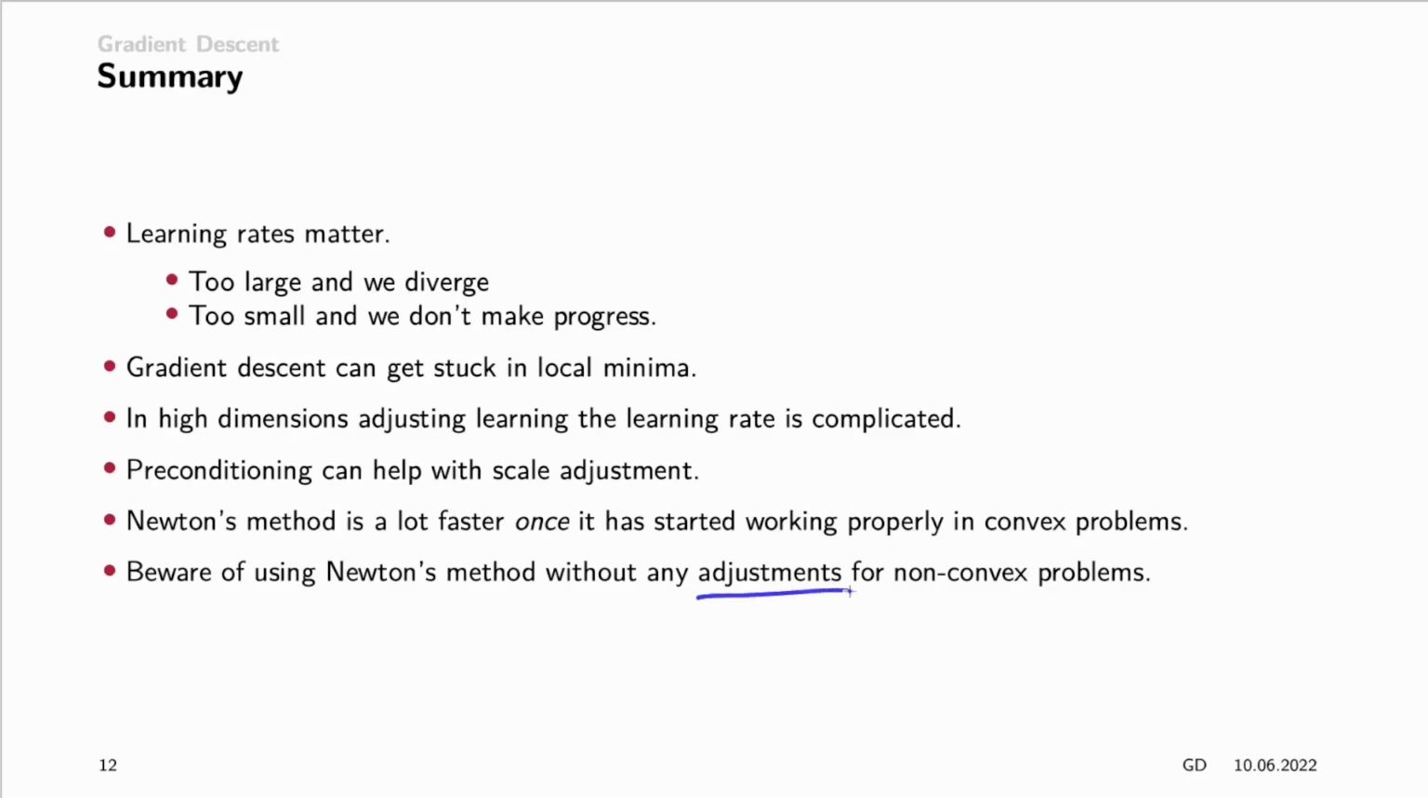Newton's method is a lot faster once it has started working properly in convex problems. Once you run into an optimum and you stay there, then it converges very rapidly. However, there's the problem that with non-convex problems you may actually increase your function. So you have to be careful of that. Typically, a lot of Newton method implementations have a lot of checks to catch these cases where Newton's method goes wrong. They typically have adjustments, and then they're often also applicable to non-convex optimization because they have fallbacks.